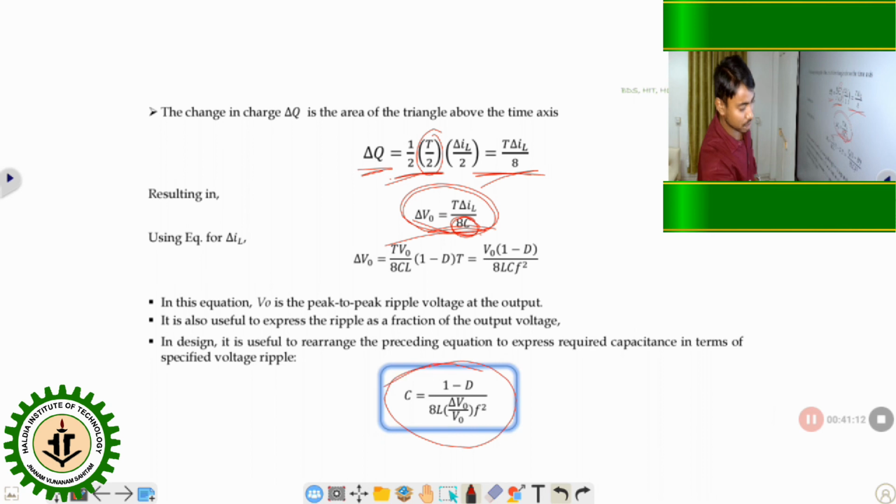So we can design a buck converter. If our frequency is known, then we can calculate the capacitance value. We can calculate the inductor value also. What will be the minimum inductor value? What will be the minimum capacitance value? We can calculate from here. So each and every parameter for a buck converter is calculated.